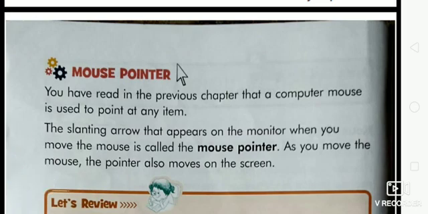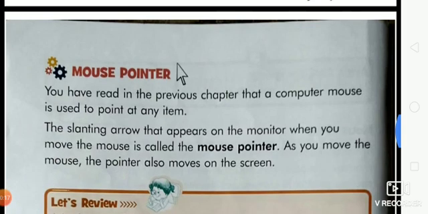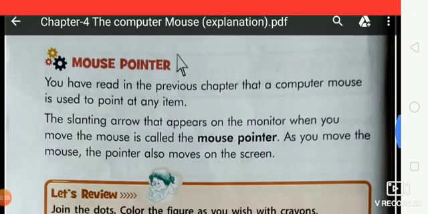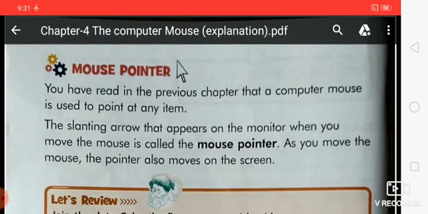Okay, so you have read in the previous chapter that a computer mouse is used to point at any item. In our previous video we learned that a computer mouse is used to point at any object, to select any file, for drawing. Okay, and in this video you will learn how it works.